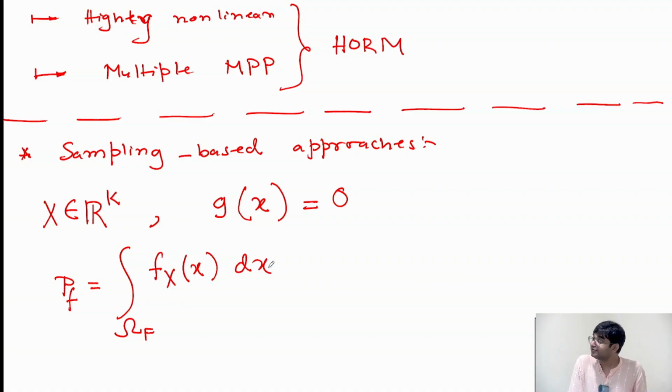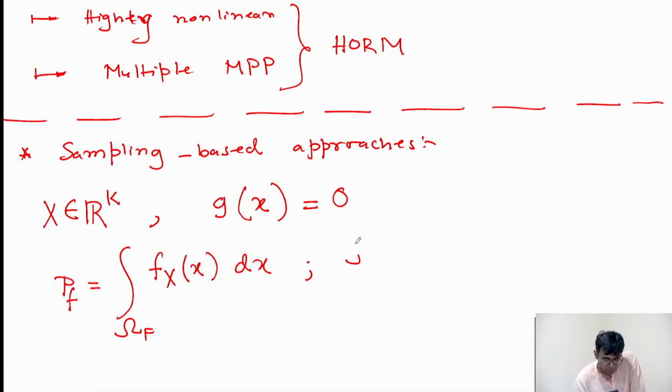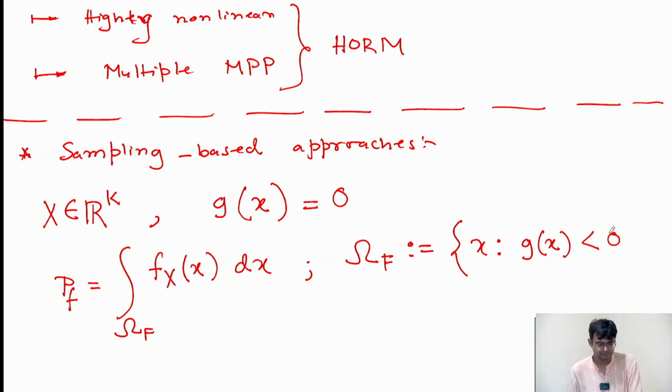What is the dimension of this integral? How many integrations are there in this equation? K. So we are talking about a k dimensional integral. So a 100 dimensional integral. Clearly you cannot solve it. But before that I need to define what is omega f. So omega f is defined as all those x's corresponding to which g of x is less than 0. So this is how you define the failure domain, in terms of x, the input variable.